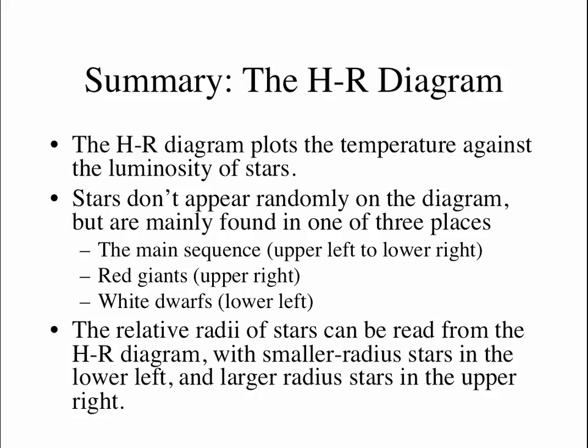The Hertzsprung-Russell diagram can also tell us about the relative radii of stars. Smaller radius stars are in the lower left, while larger radius stars are in the upper right. So this completes our mini lecture on our introduction to the Hertzsprung-Russell diagram. Go ahead and complete the response to this mini lecture and then continue on to our final mini lecture of the week.